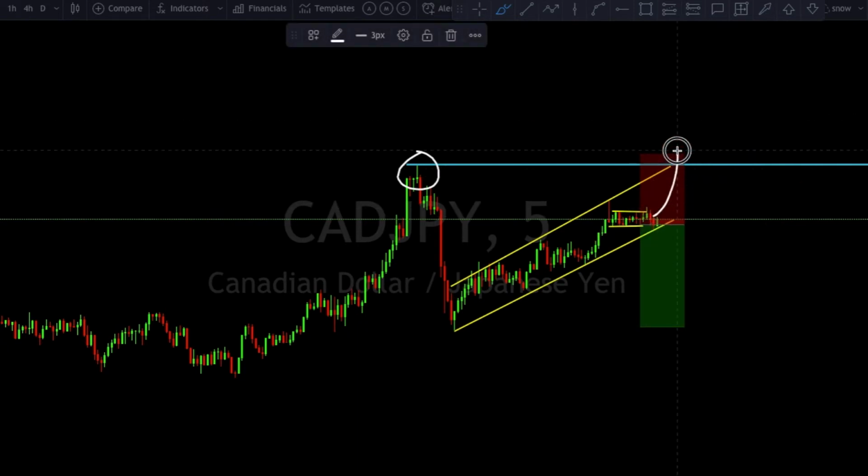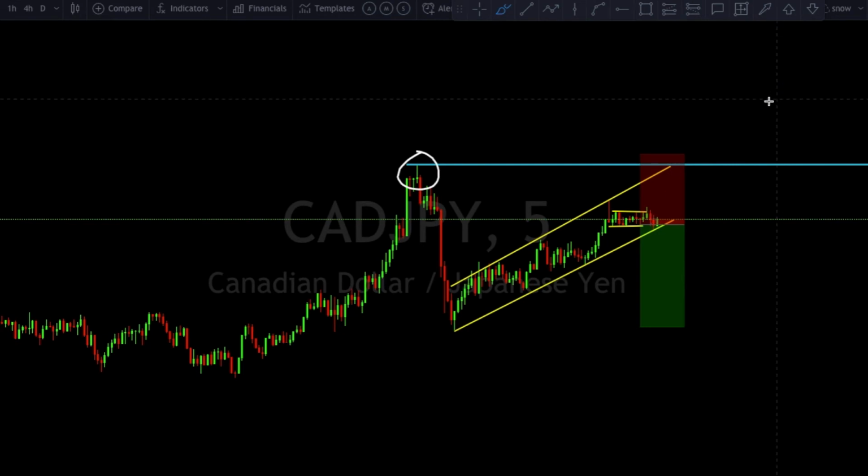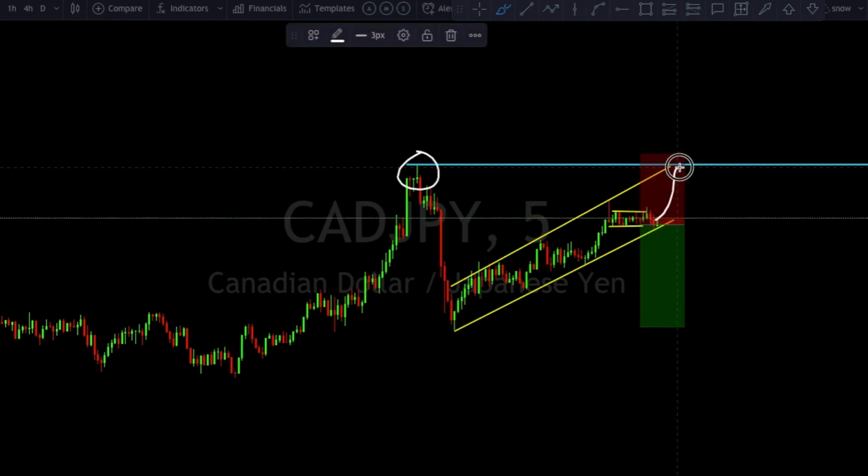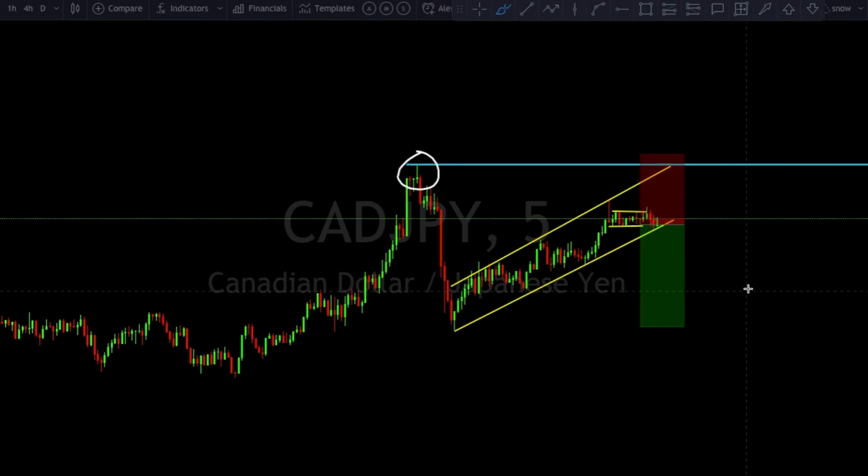Once it comes here and gives me another correction, I'll take this trade out, because most chances are it's going to shoot back up. But if it comes here and then gives me an impulsive move, then gives me another correction, I might take another trade here in the hope that it's going to go down.